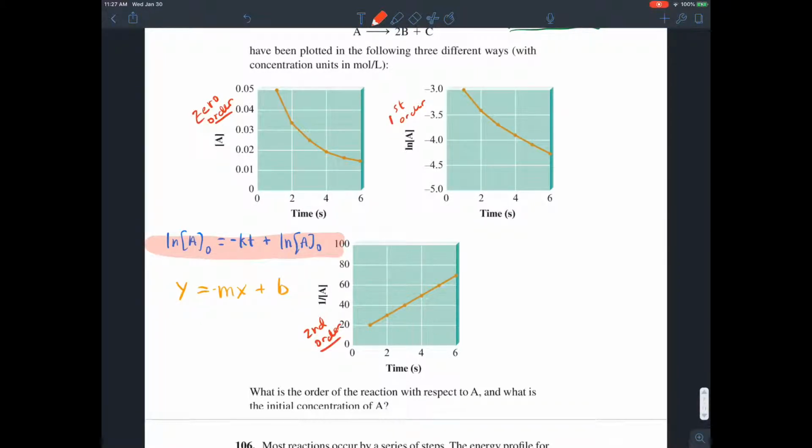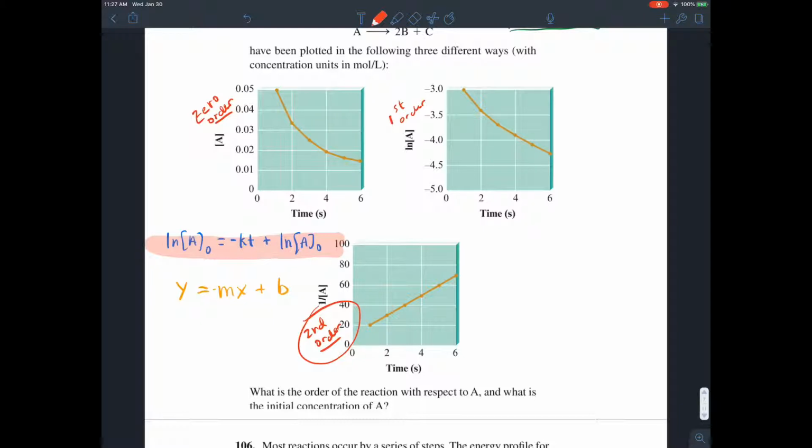Now your job then is to determine which of these graphs is linear and which can be determined to be the order for it. So clearly 1 over A, the third graph in this particular problem, is linear. And the other two demonstrate some sort of curvature, which is not what we're looking for. So to answer this problem, what is the order of the reaction with respect to A? The answer is going to be second order, because we get a linearized graph when we plot the points. And what is the initial concentration of A? Well, that would be our starting point in the graph, where we started with respect to time.